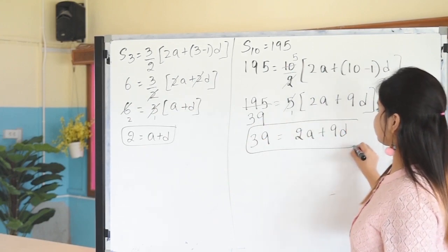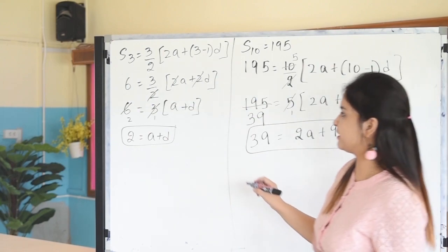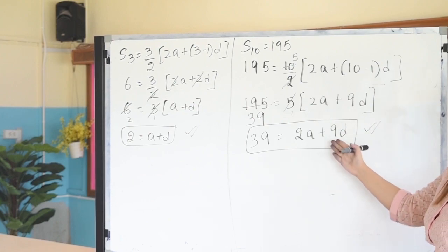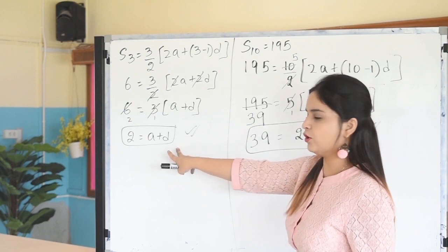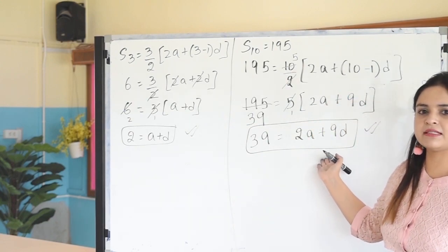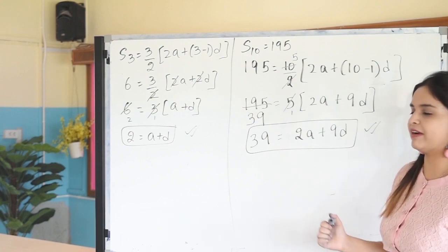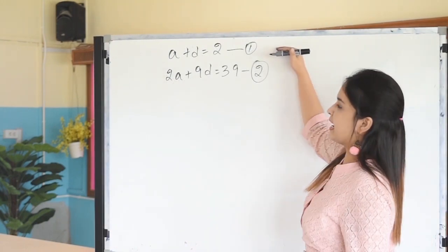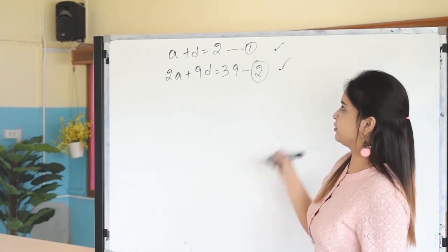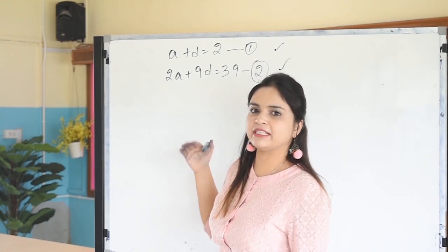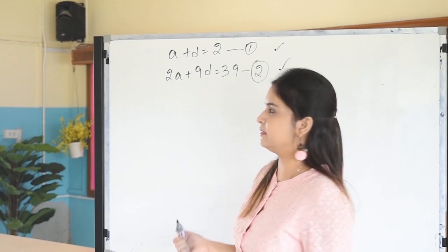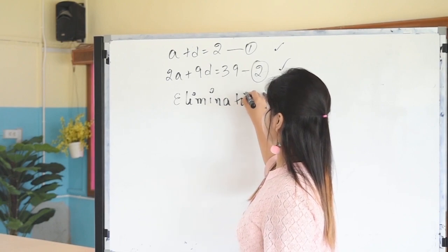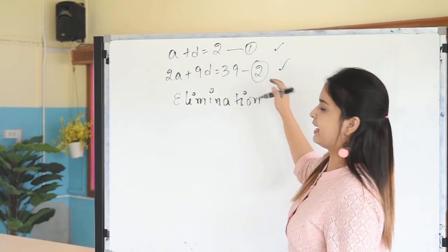Now, using the first expression, I got this equation. Using the second expression, I got this equation. Now I have two equations and two unknowns, a and d. So just simplify these two equations and find the value of a and d. So let's write the two equations first. Now these are my two equations, equation number 1 and 2. Now I can simplify this using the elimination method or the substitution method. Suppose I want to use the elimination method.